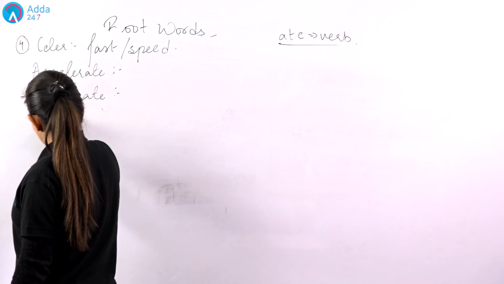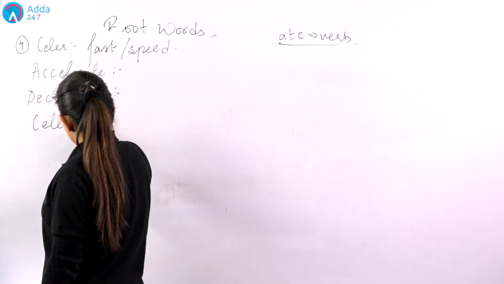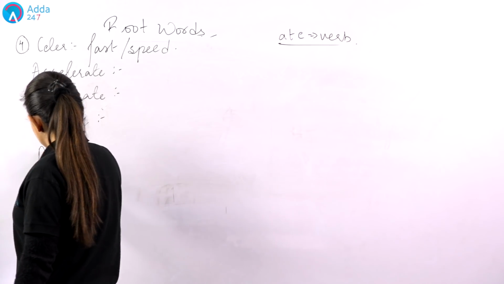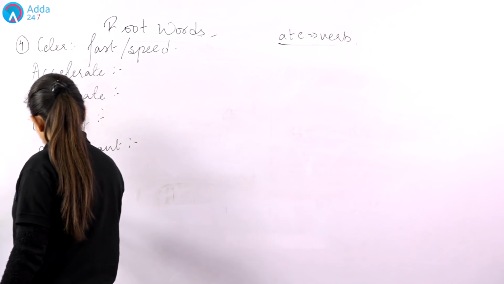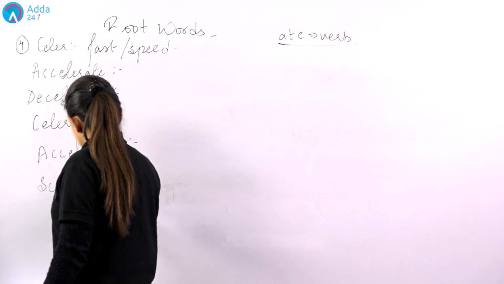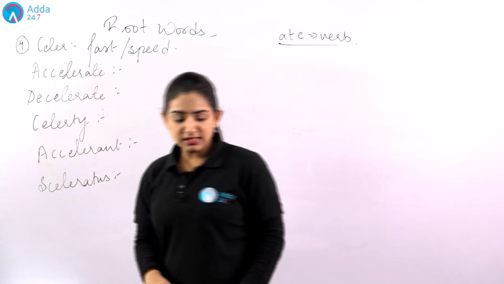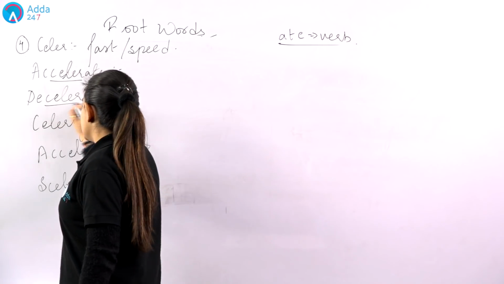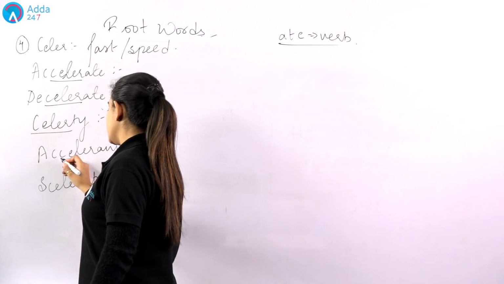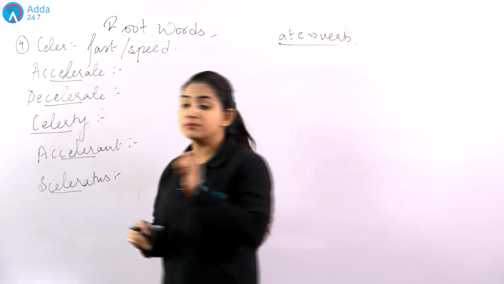We can use celerities. We can use accelerant. We can use scleritis. Right. So these are the words that again have celer in it. It can be, as I told you, in the beginning of the word, in the end of the word, or in the middle of the word as well.